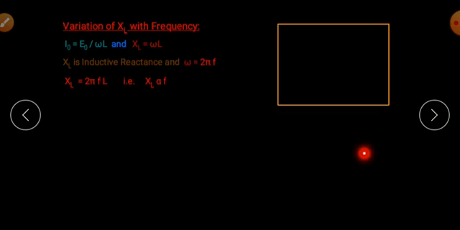So the graph between inductive reactance and frequency is a straight line. The graph between inductive reactance and frequency is a straight line, since XL is directly proportional to F. On increasing frequency, inductive reactance increases.